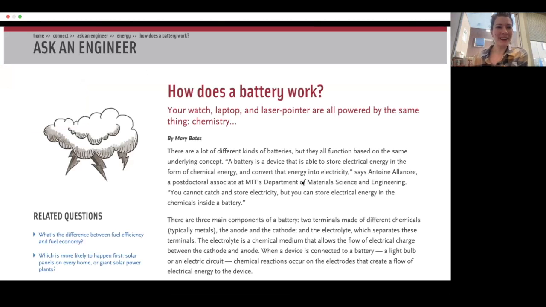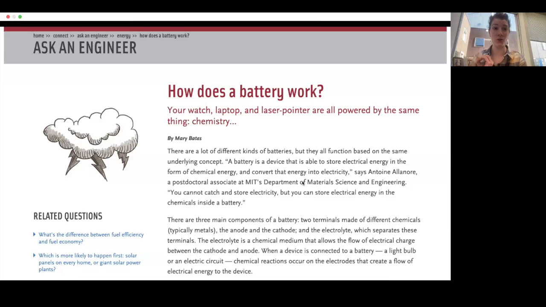Then when I go to the internet and find a reliable site to try and understand enough about what a battery is to explain it to my 7-year-old, I have those questions in my head. Okay, a battery, I'm thinking it's a system. I found this article: there are a lot of different kinds of batteries, but they all function based on the same underlying concept. A battery is a device that is able to store electrical energy in the form of chemical energy. Aha.